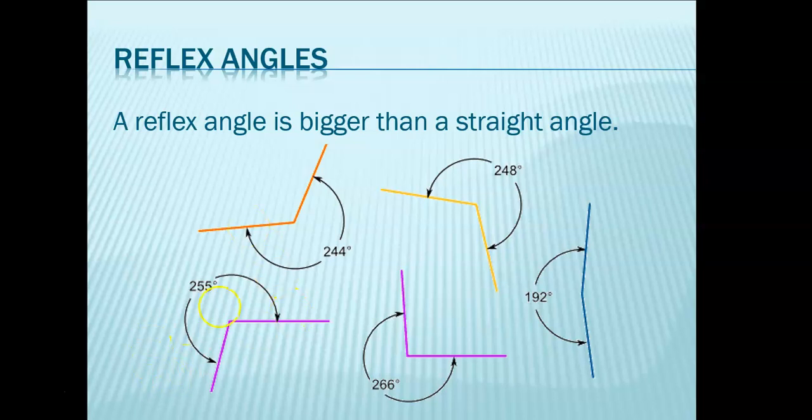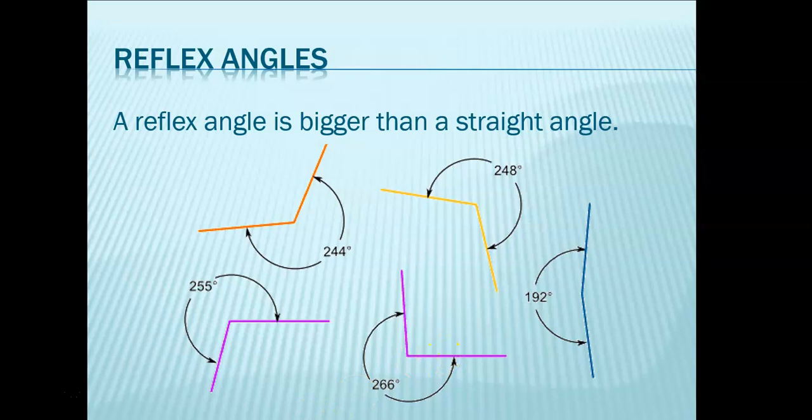Same as this one over here, this angle is bigger than a straight angle, 180 degrees, because it is 248 degrees. This angle here is 266 degrees. The angle inside these two lines is just over 90 degrees, so that would have been an obtuse angle.